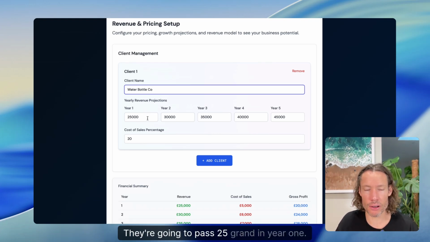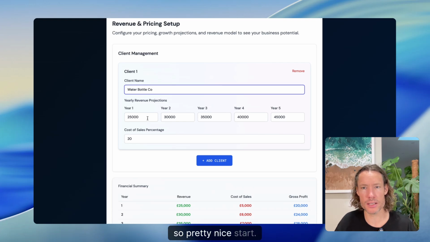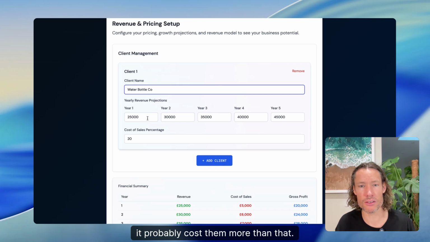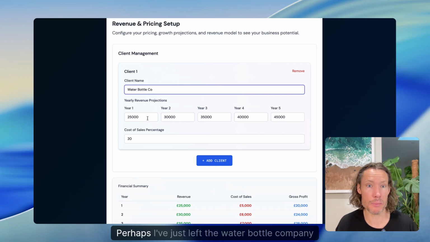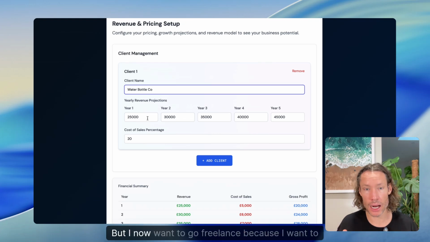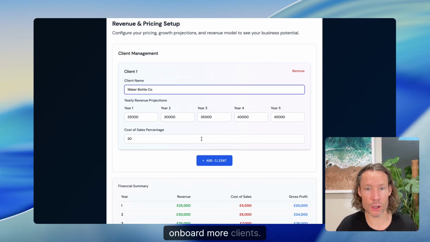They're going to pay us 25 grand in year one. Okay, so a pretty nice start. I guess if they were paying someone to do marketing full time, it would probably cost them more than that. So it's quite realistic. Perhaps I've just left the water bottle company on a better salary, but I now want to go freelance because I want to onboard more clients.